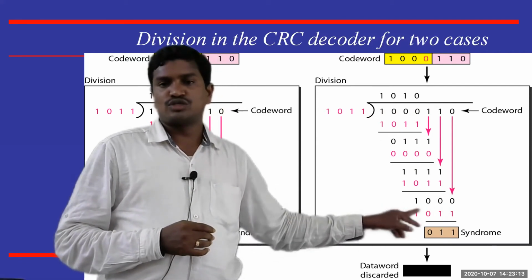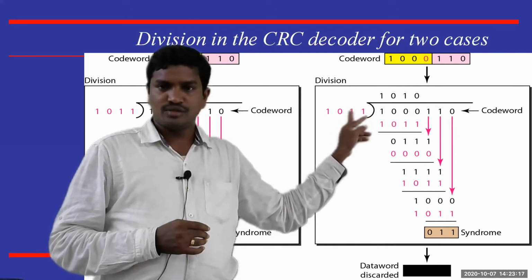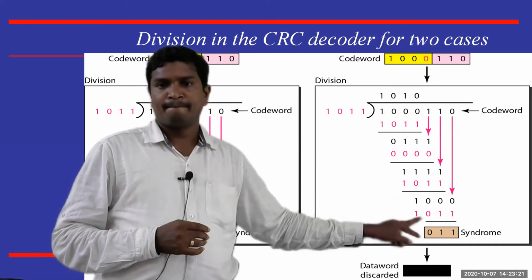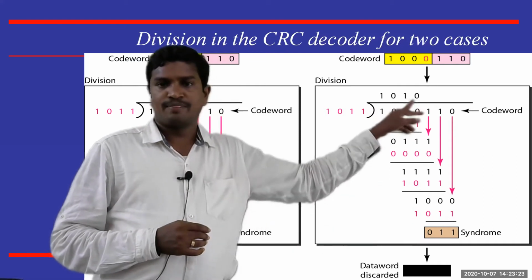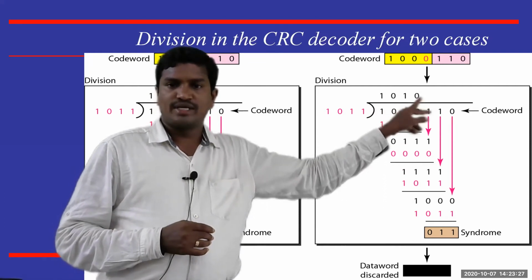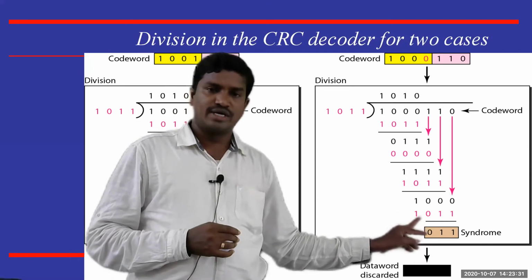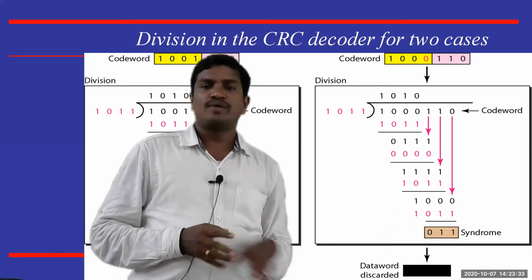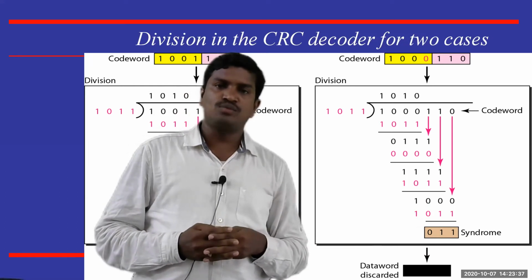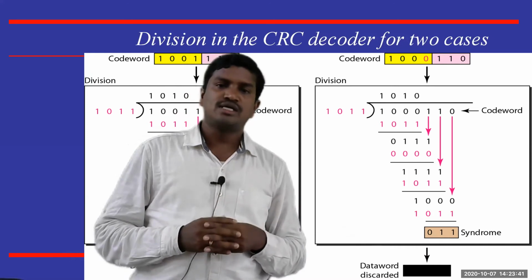Now whenever it is 100, the leftmost bit is 1. So this divisor is again substituted here. Actually here it is 1, here it is 1, mistakenly written like 0. 1 is placed and that 1011 is placed, and when you do the division XOR, then you will get a syndrome as 011. When you get a syndrome as 011, then it is a non-zero value which indicates that error is detected and the data word is not considered.